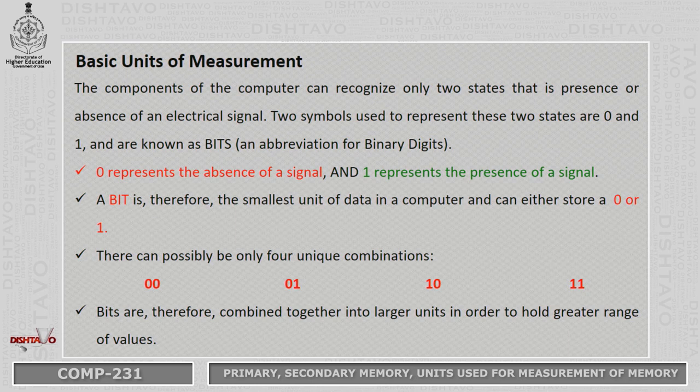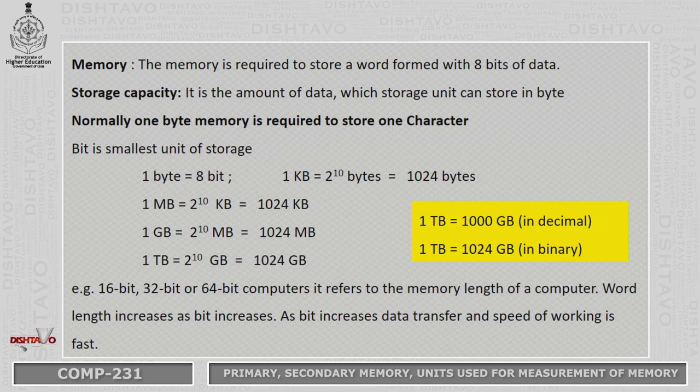Therefore, one bit, two bits like this. There can possibly be only 4 unique combinations like 00, 01, 10 or 11. So bits are combined together into larger units in order to hold a greater range of values or memory. So memory is required to store a word formed with 8 bits of data. What is the storage capacity? It is the amount of data which a storage unit can store in bytes. Normally 1 byte of memory is required to store 1 character.